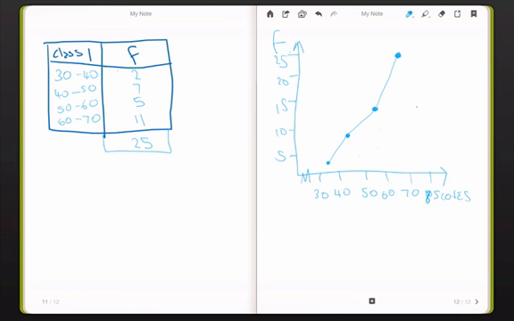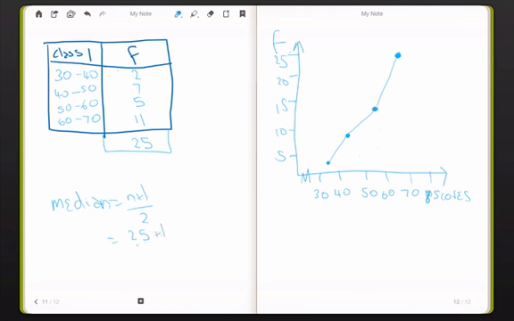Now, what we can do is read some data off this graph. We're going to look at our median, okay? So the median, remember, is n plus 1 over 2. How many things do we have all together? Well, the number of things we have is 25. We have 25 different scores. So 26 divided by 2 is 13. So it's the 13th term. Where is the 13th term on here? Well, our frequency graph says here is 13, okay?